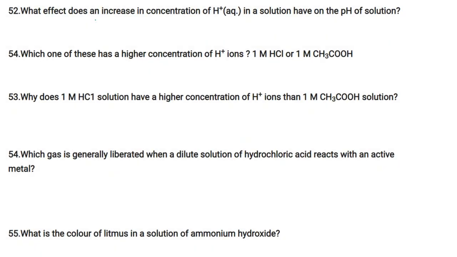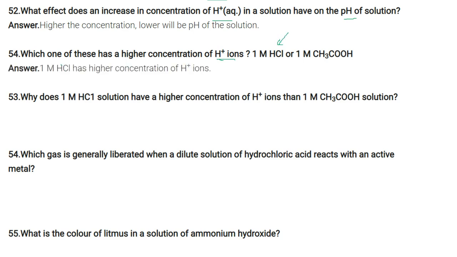What effect does an increase in concentration of H plus aqueous in a solution have on the pH of a solution? So when H plus increases, the lower will be the pH of the solution, because H plus means it is acidic. Which one of these has higher concentration of H plus ions? HCl will be having higher. So 1 mole of HCl has high concentration of H plus ion.